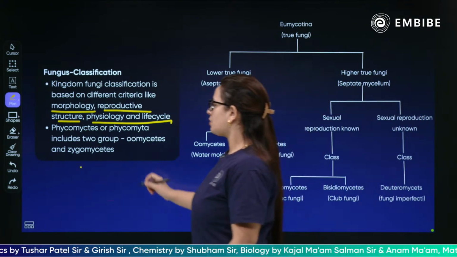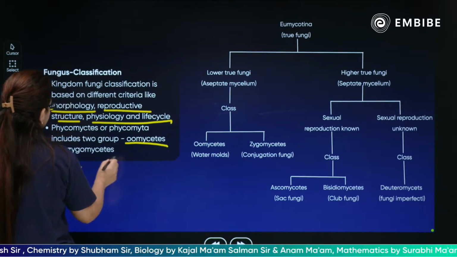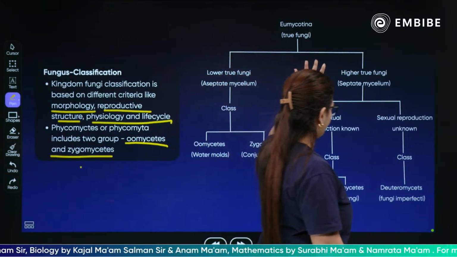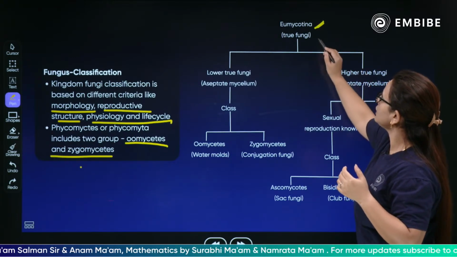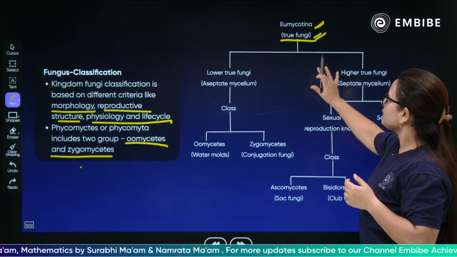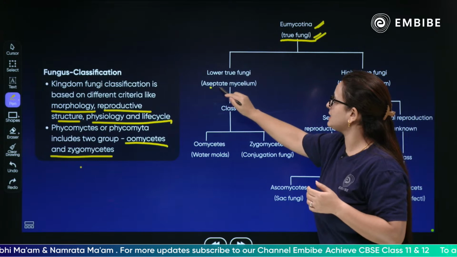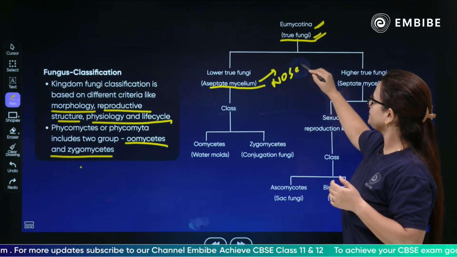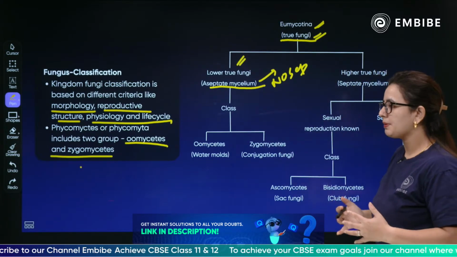The Phycomycetes or Phycomycota includes two groups, which are Oomycetes and Zygomycetes. Let's not concentrate on that, let's concentrate over here. This is your Eumycotina, which is the true fungi. Just remember that this is the true fungi. Then we have divided them into two types of fungi. One is the lower true fungi, which have aseptate mycelium. Aseptate mycelium means no separation. They are called lower true fungi. Okay, the primitive ones.